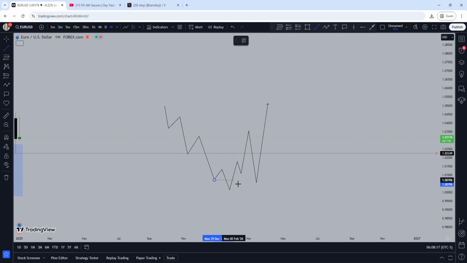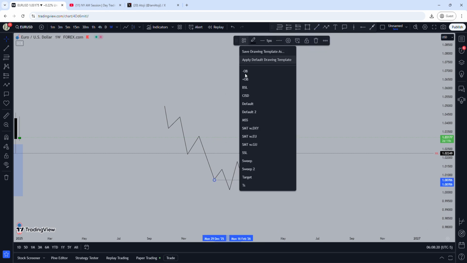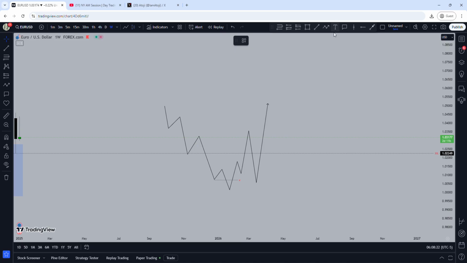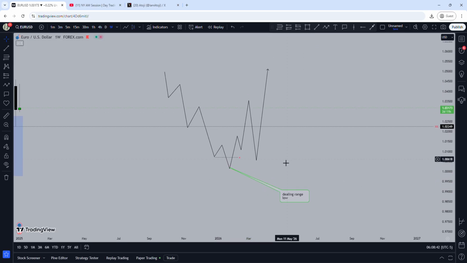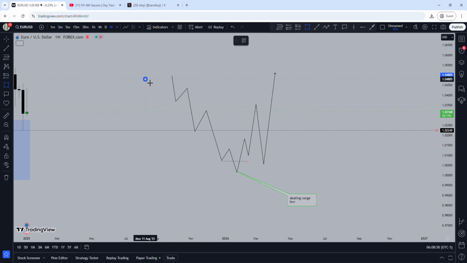So this is a sweep. This becomes what? The dealing range high. This becomes what? The dealing range low. This becomes the dealing range high. But since we now know that price has turned bullish, we are going to be targeting the original consolidation. That means where the move started from.